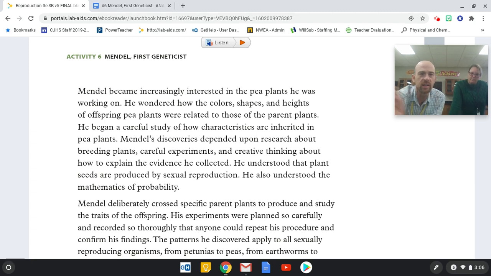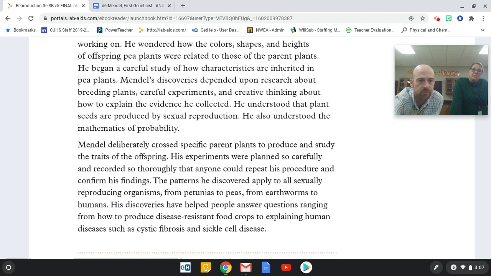Mendel became increasingly interested in pea plants he was working on. He wondered how the colors, shapes, and heights of offspring pea plants were related to those of the parent plants. He began a careful study of how characteristics are inherited in pea plants. Mendel's discoveries depended upon research about breeding plants, careful experiments, and thinking about how to explain the evidence he collected. He understood that plant seeds are produced by sexual reproduction. He also understood the mathematics of probability.